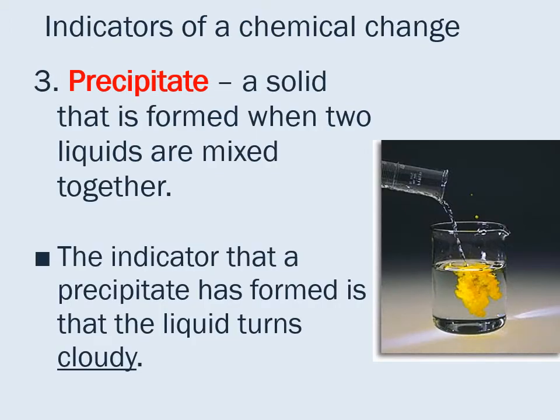If it forms a precipitate, that is a solid that is formed when two liquids are mixed together. We won't see this for a while in chemistry, but if I say you mix two liquids and now there's a solid, that's a chemical change because you made something new.